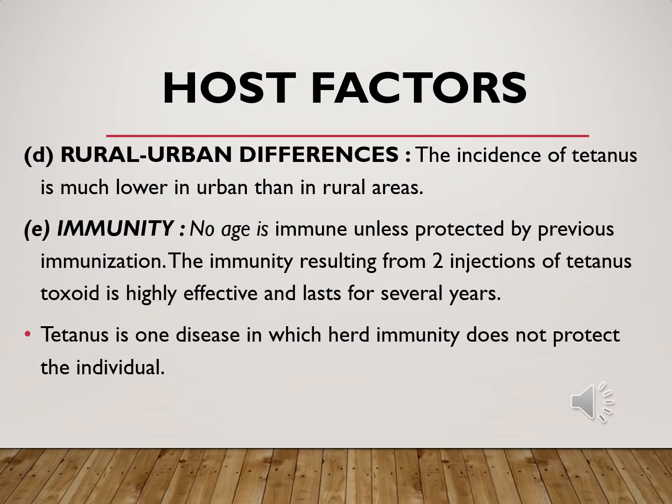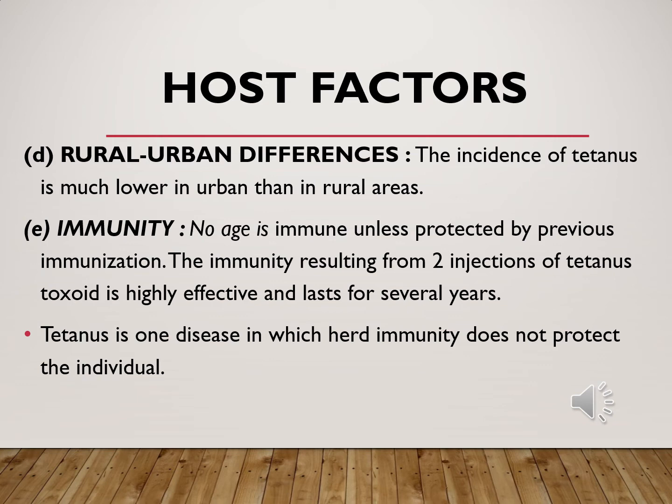Host factors. Rural and urban differences. The incidence of tetanus is much lower in the urban areas than in the rural areas. And also in the urban areas, there may be variations. For example, in the outskirts of the city where the animals live close to human beings, the incidence of this disease may be more compared to the towns which are in the center of the city.